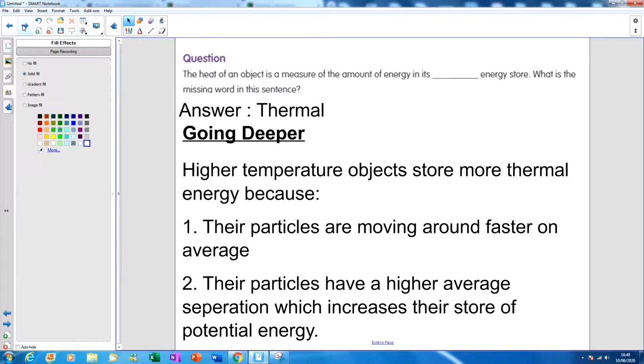Next one. The heat of an object is a measure of the amount of energy in its something energy store. What is the missing word in this sentence? The answer is thermal.